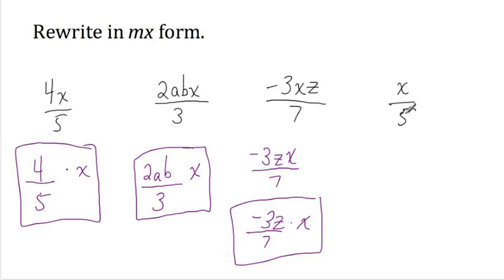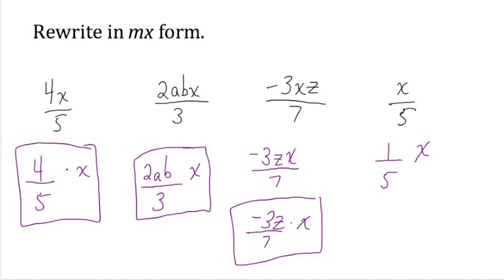Now let's take a look at this last example, x over 5. I know I want to write this so that there's some coefficient times x, but here x is the only thing in the numerator. So if I were to think like I introduced the lesson, as though I'm undoing the multiplication of fractions, what would I have to multiply x by to get x? I would multiply x by 1 to get x. So this is just 1x over, and we keep the denominator 5.